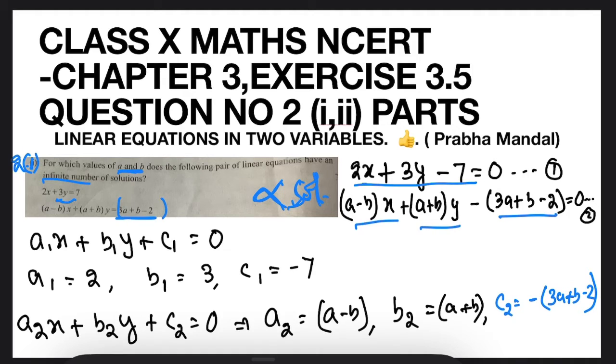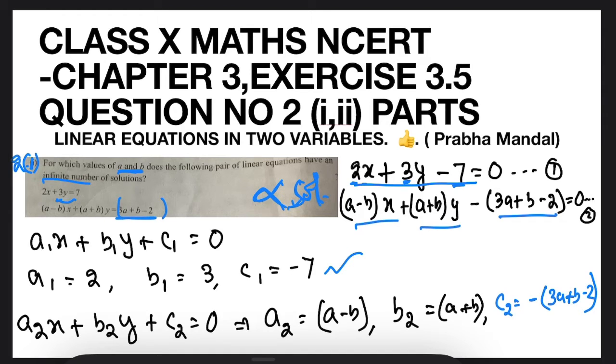Now, we have to compare this with the standard format. What is our standard format? a1x plus b1y plus c1 equals 0. So, you compare with the first equation. What is our a1? a1 is 2, and what is our b1? b1 is 3, and what is our c1? c1 is minus 7. Okay.